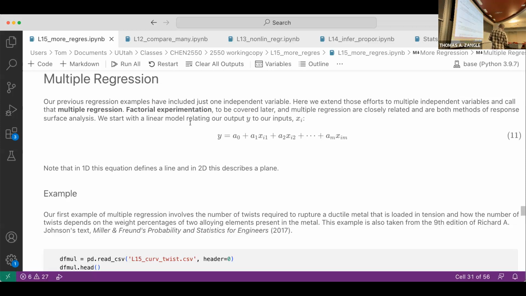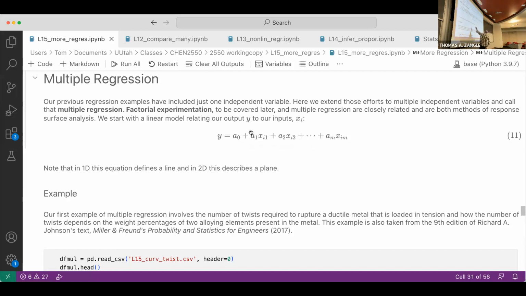Okay, so multiple regression. It is often the case, and we'll see in response surface analysis later, that we have some output that is not a function of just a single input, but perhaps a function of multiple inputs. If we're trying to find what that functional form is based on our data, then this is called multiple regression, because now we have multiple inputs that we're trying to fit to our measured data. So in this case, we're looking at a linear model that relates our output y to our inputs xi.